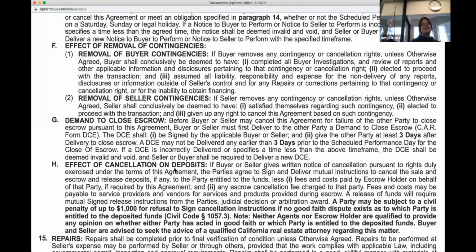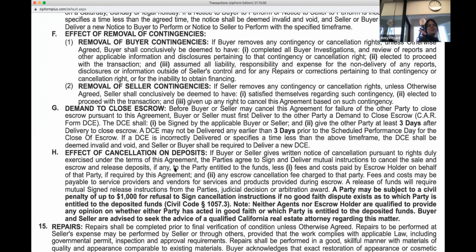Section F is the effect of the removal of contingencies. The removal of buyer contingencies. If buyer removes any contingency or cancellation rights unless otherwise agreed to, buyer shall conclusively be deemed to have completed all buyer investigations and review of reports and other applicable information and disclosures pertaining to that contingency or cancellation right, elected to proceed with the transaction, and assumed all liability, responsibility, and expense for the non-delivery of any reports, disclosures, or information outside of the seller's control, and for any repairs or corrections pertaining to that contingency or cancellation right, or for the inability to obtain financing.